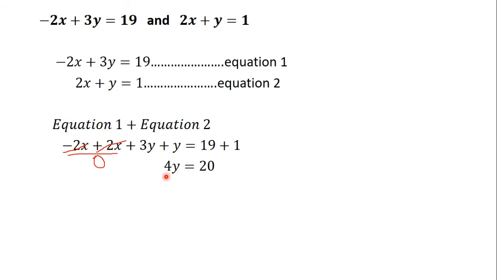3y plus y will give us 4y. 19 plus 1 will give us 20. We know this from linear equations. We divide both sides by the number attached to the variable. So we divide both sides by 4, and y is going to give us 5. So we have found one variable.